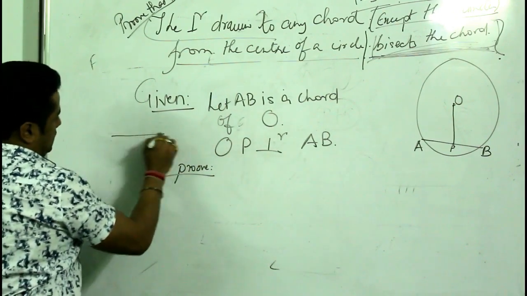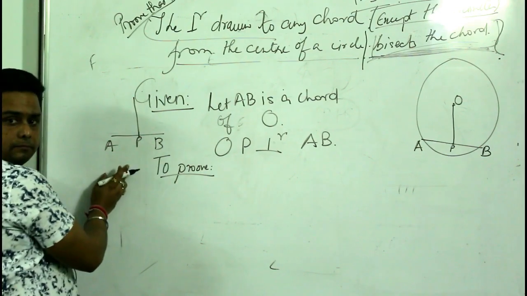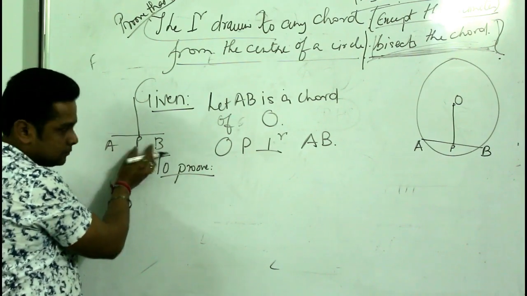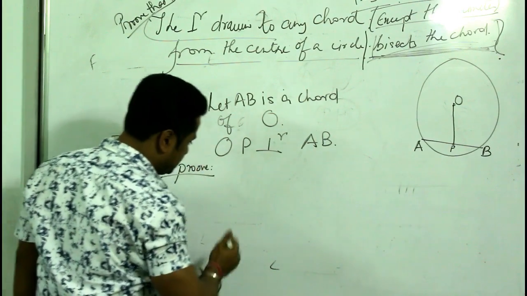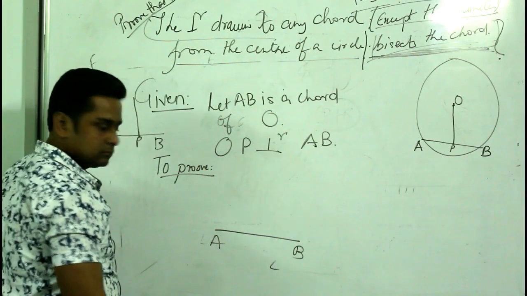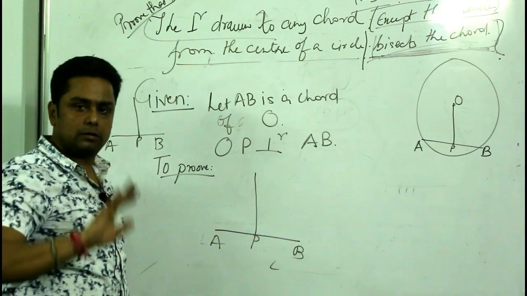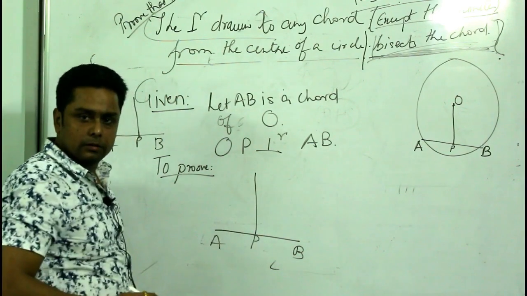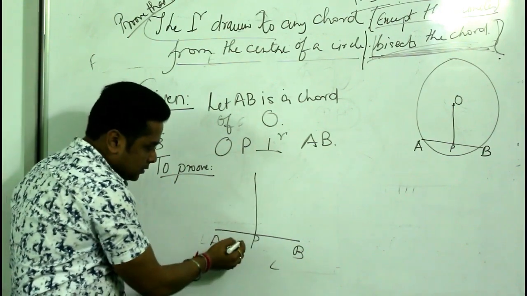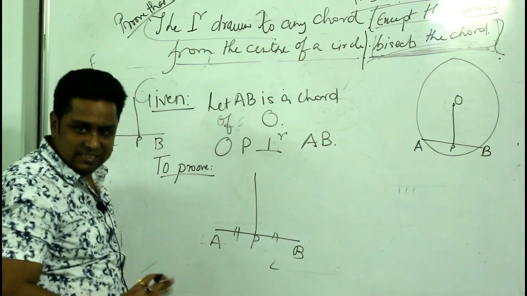Now if I say AB, this P is bisecting, what does that mean? It means this part and this part are the same. You are not getting it. Wait. AB is the chord, OP is the perpendicular. Forget the circle now. Now this is the diagram. They have told this line will bisect AB. Yes, so what does it mean? AP and PB will be equal.